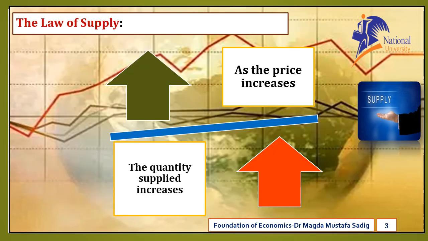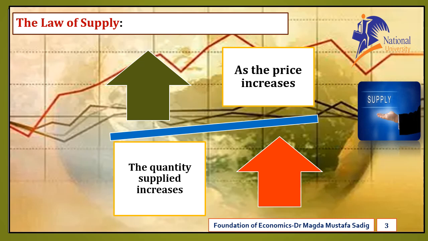The law of supply states that all other factors being equal, as the price of a good or service increases, the quantity that producers are willing and able to supply also increases. And as the price decreases, the quantity supplied decreases. So this is a positive relationship between price and quantity supplied. The key assumption here is that all other factors like technology, input prices, and government regulations remain constant, what we call, as I told you in the previous slide, ceteris paribus.